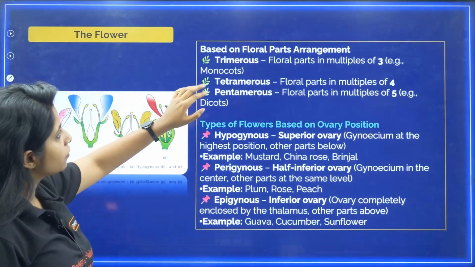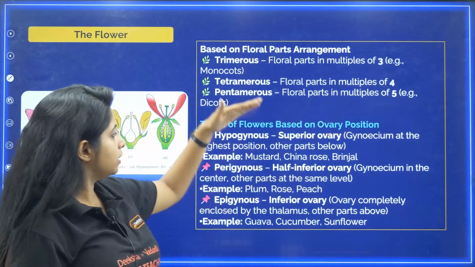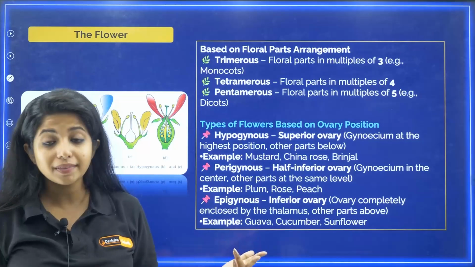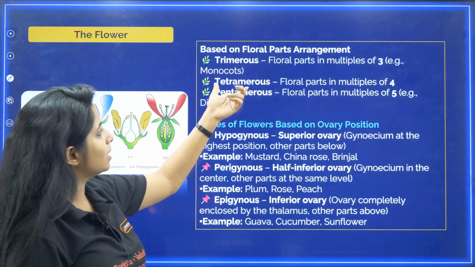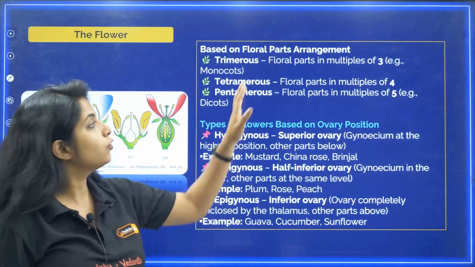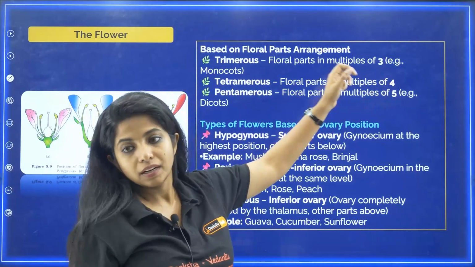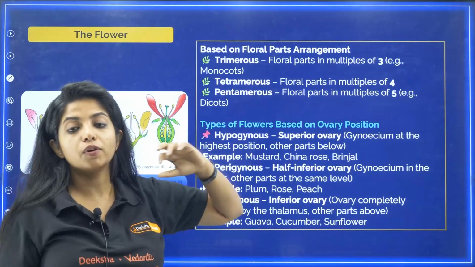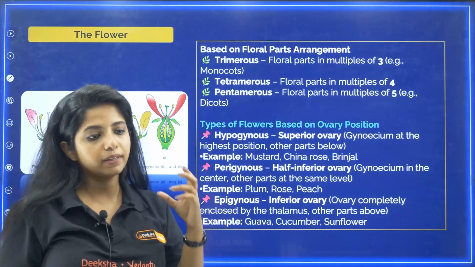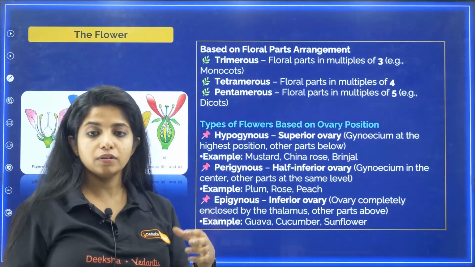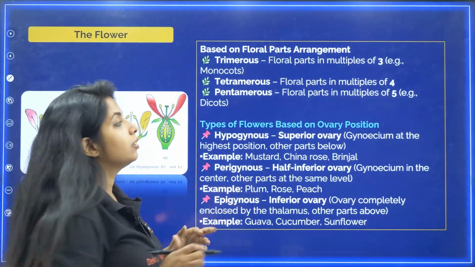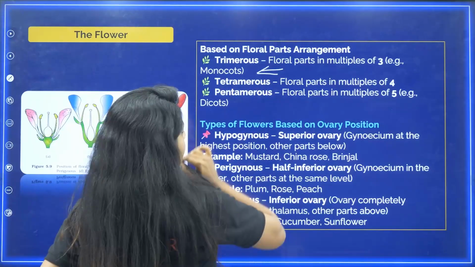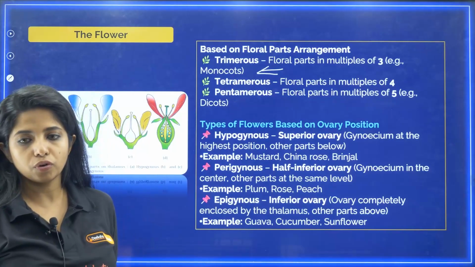Now, based on floral parts arrangement, there are certain things you have to remember, that is trimerous, tetramerous and pentamerous. What do you mean by that? Floral parts in multiples of 3. Trimerous you call when the floral parts are in multiples of 3. For example, calyx 3, corolla 3, androecium 3, and so on, everything is 3. You can find that in the case of monocots.